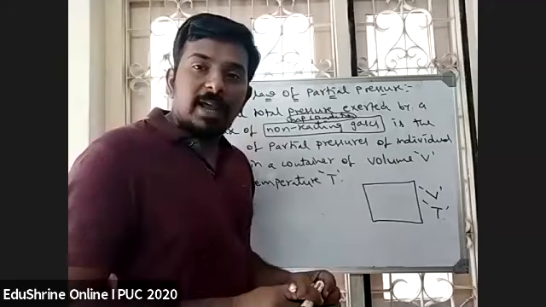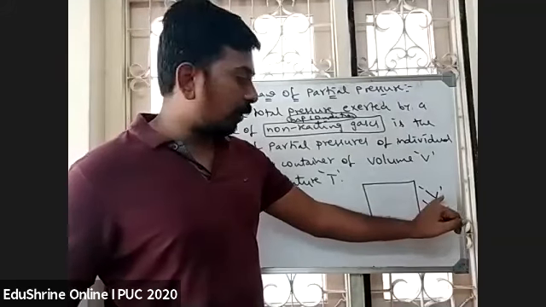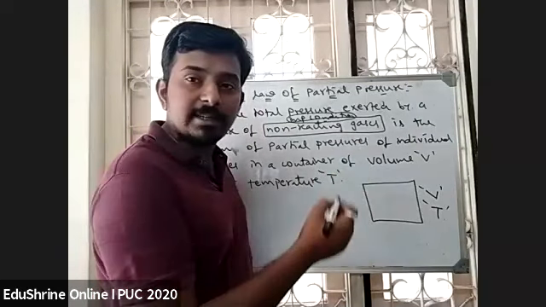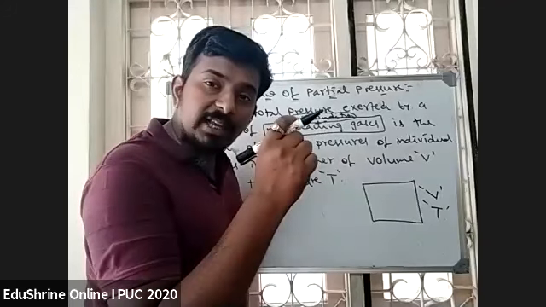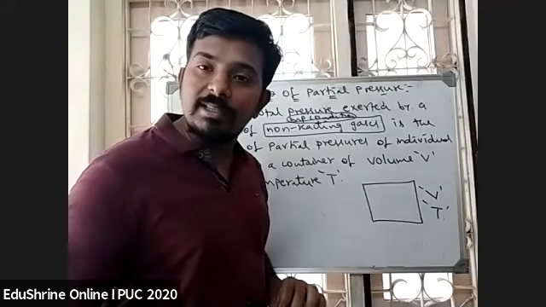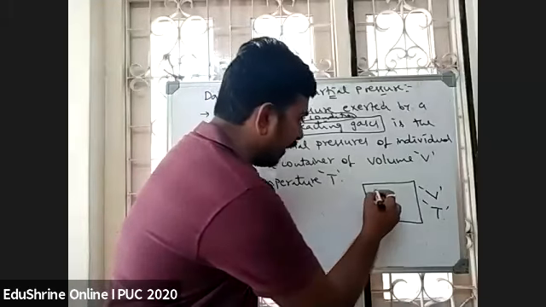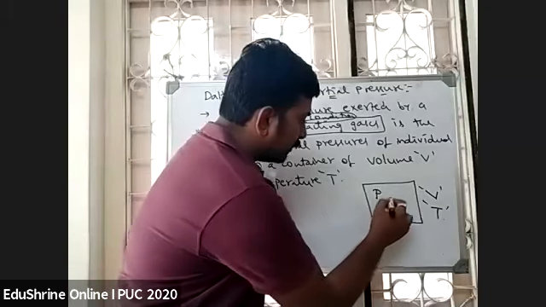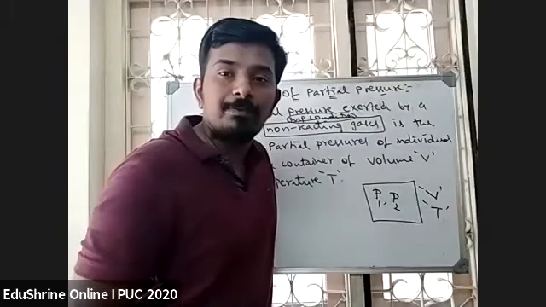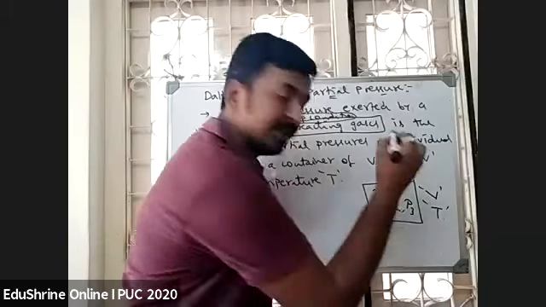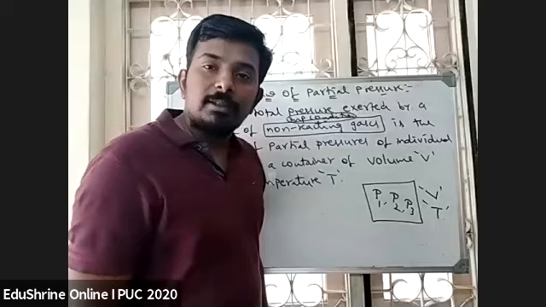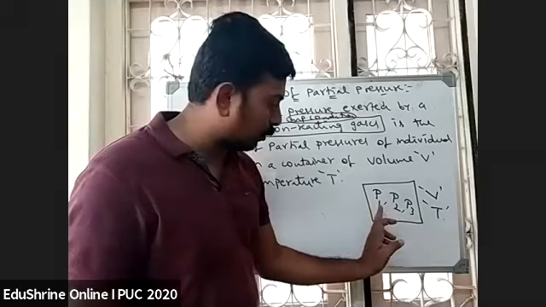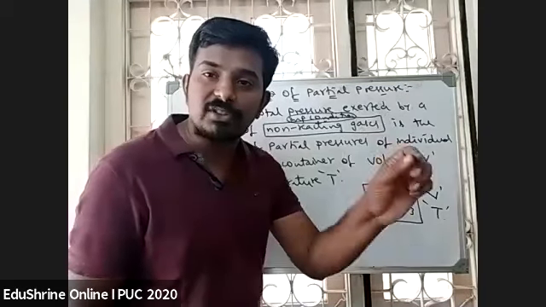So I have a container here with volume V and temperature T. Now I have some gases, say I pass three gases. All three gases will exert pressure. Let the pressure exerted by the first gas be P1, by the second gas P2, and by the third gas P3. Then what will be the total pressure of all these gases? The total pressure will be equal to the sum of the pressures exerted by each gas.